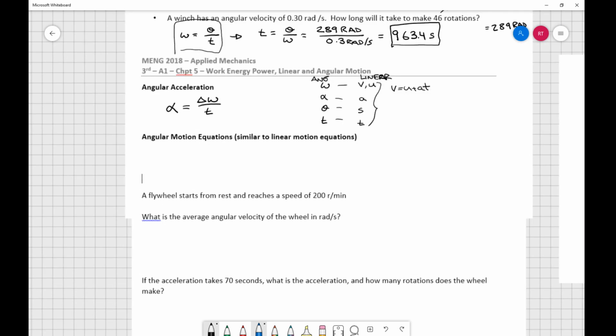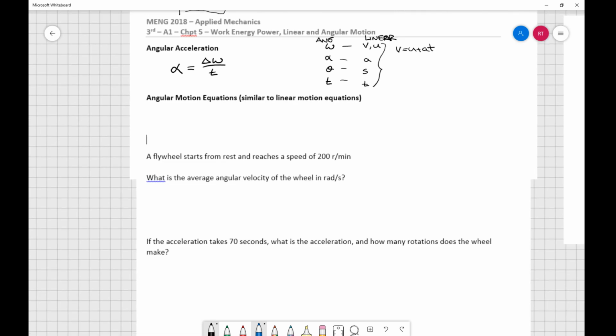So angular motion equations, again, similar to our linear motion equations. Okay, so a flywheel starts from rest and reaches a speed of 200 rotations per minute. What is the average angular velocity of the wheel in radians per second? Okay, so omega average is going to be omega 1 plus omega 2 divided by 2, and that was an equation that we had from the last page.